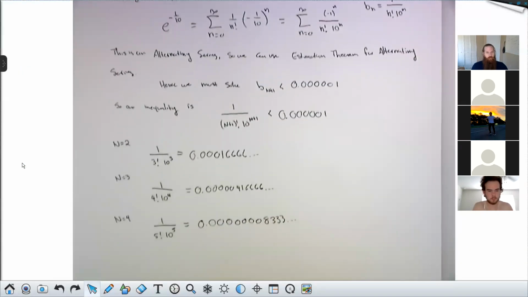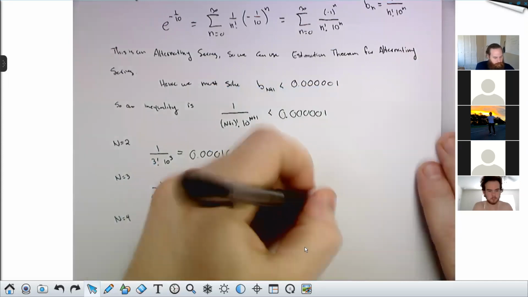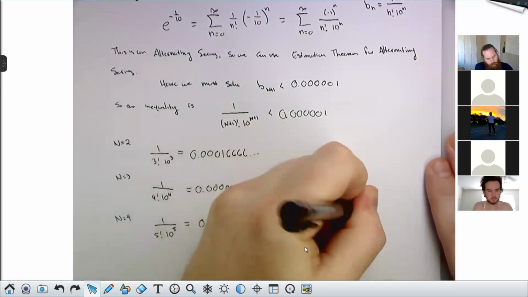All right. So the first value of capital N that solves this inequality is 4. When capital N is 3, we're not quite there. We're really close. When capital N is 4, we are way smaller. So N equals 4 works.